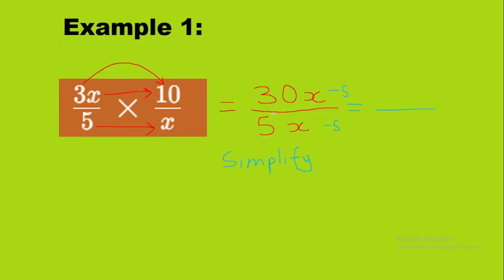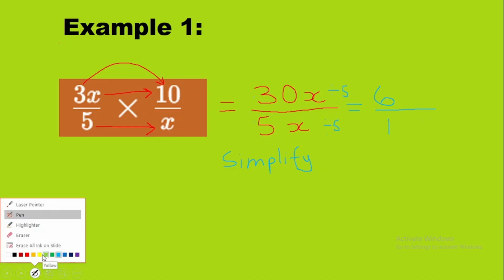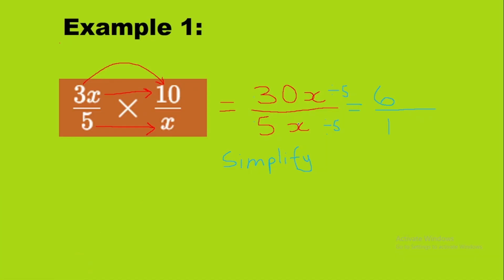So in the end, we will have our fraction, 30 divided by 5, that would be equal to 6. And 5 divided by 5 will give you just 1. And when you look right here, whenever we have the same number in the numerator and the denominator, it is going to cancel out. I'm going to highlight this with a different color because it is very important that you notice.